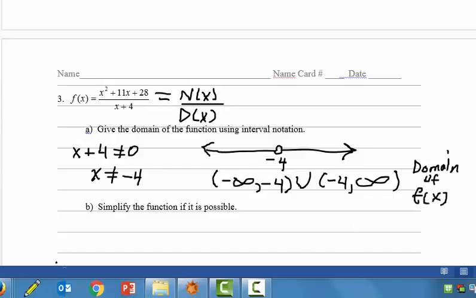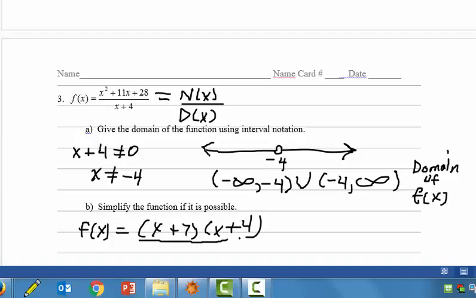All right, now I want to simplify this if possible. So I factor numerator and denominator if possible. I know the numerator factors into x plus 7 times x plus 4, and the denominator is x plus 4. So I have a common factor in the numerator that's also in the denominator that I can divide out. And as long as this x plus 4 is not 0, f of x will equal x plus 7, which I'll call g of x.